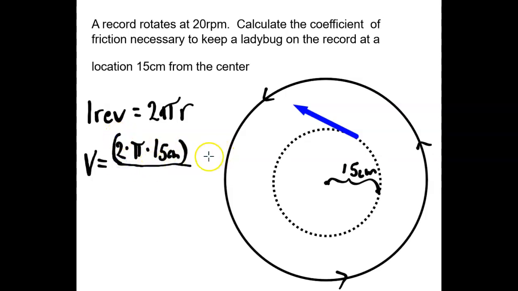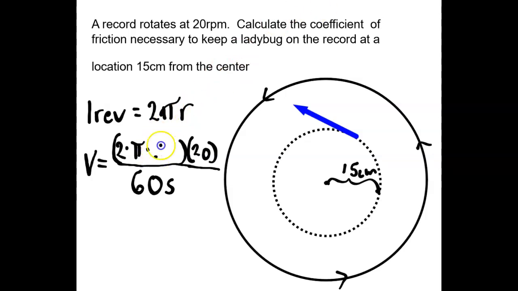But I'm also going to say, well, it goes around that distance 20 times in a time period of 1 minute, which is 60 seconds. In order to convert this to meters per second, I'm actually going to go back over here. And I'm going to say, instead of multiplying times 15 centimeters, I don't want centimeters per second. I'm going to calculate this in meters per second.